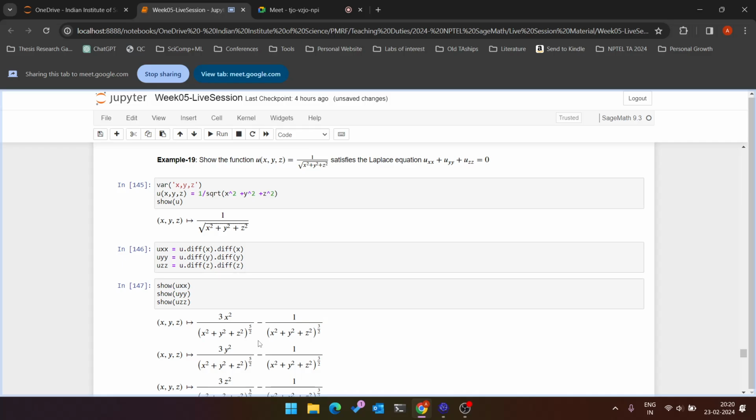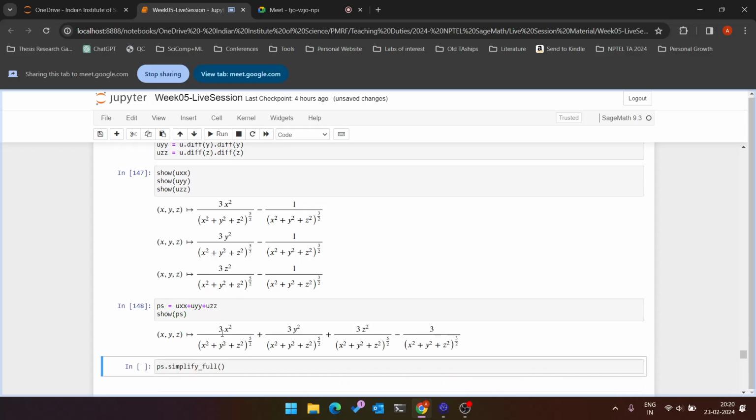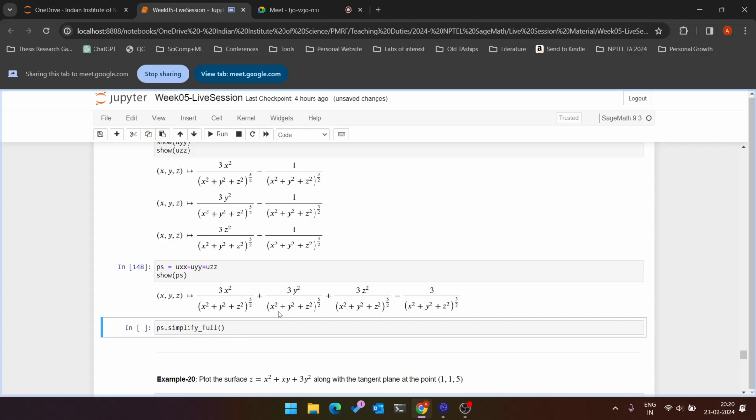Now, to see if this satisfies our equation, I have to sum these three. So this is what the expression looks like. We can simplify it ourselves also. You can quickly see that there is a raised to 5 by 2 here. If I bring these three terms together, I have a numerator which contains x square plus y square plus z square. So those will cancel out with this 5 by 2 power here to make the denominator's power 3 by 2. That should vanish out with this. But in SageMath, to do so, we will be using this command called simplify full.